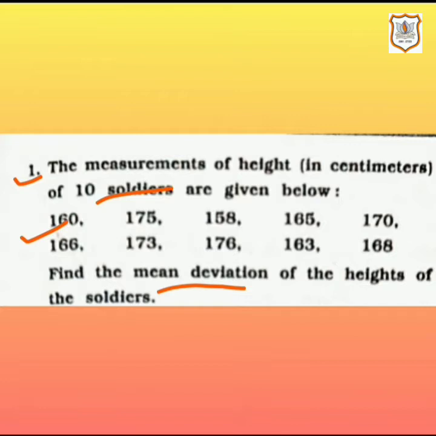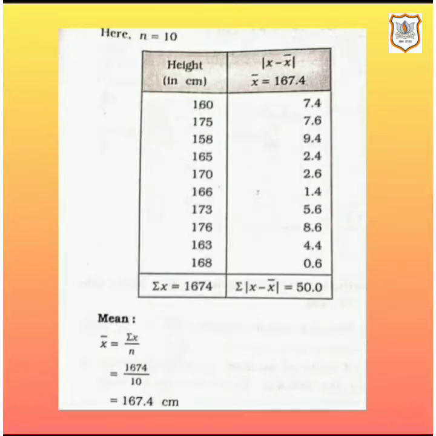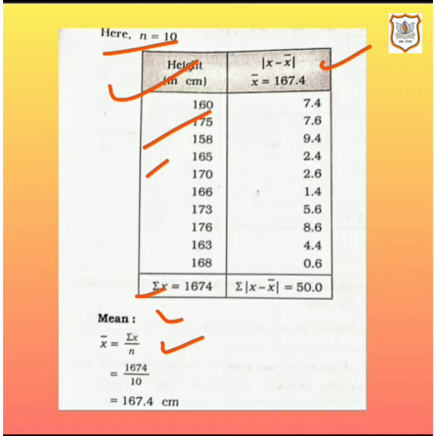Let's solve the sum and be more clear. So here we have prepared the table and we know n is 10 in this sum, and first we are going to find sigma absolute x minus x bar. For that we are going to find x bar, that is mean, first. x bar is equal to sigma x upon n. So we'll total this column of x. We'll get the sigma x, that is 1674, and n is 10, divided by 10. So we get 167.4 centimeter. So x bar is 167.4.